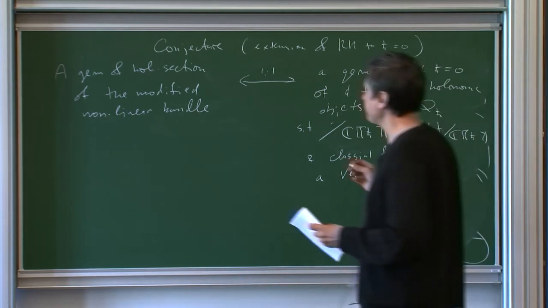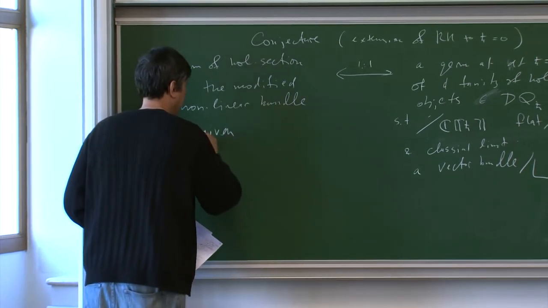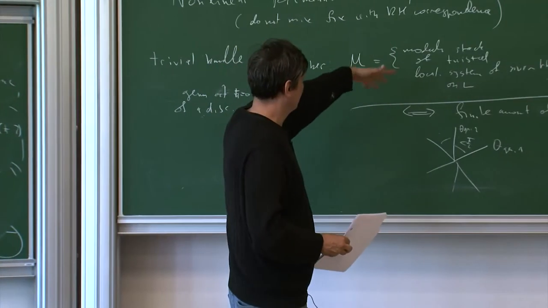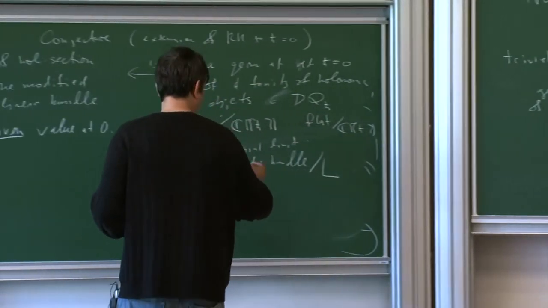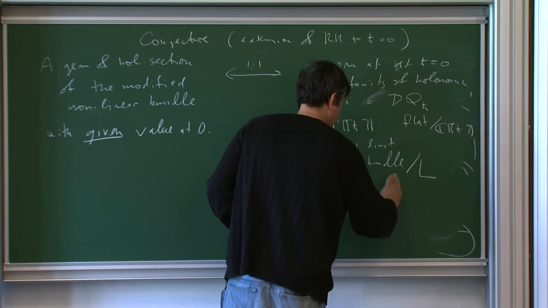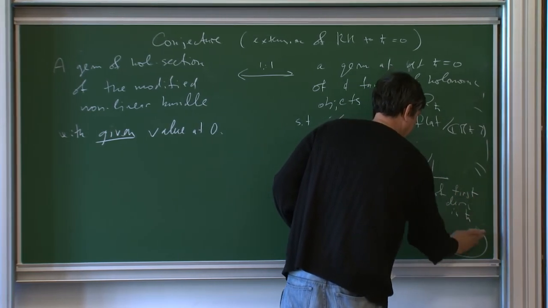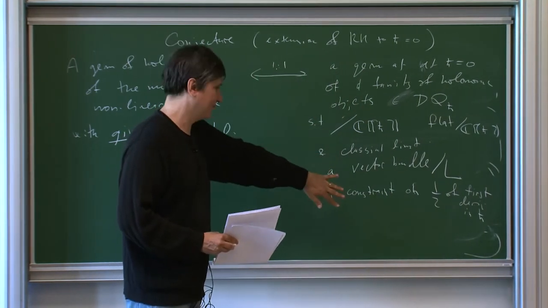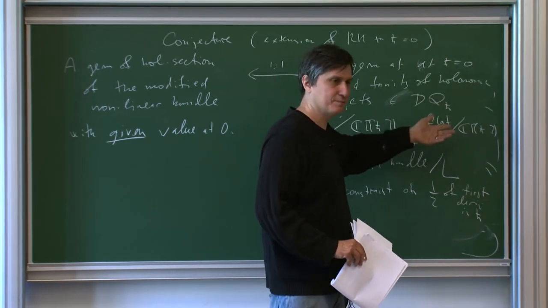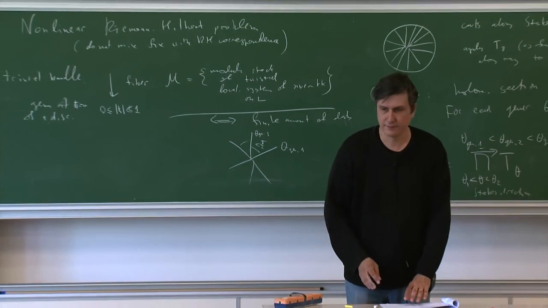One should be a little bit more careful. For example, here if you consider germs of sections, let's say with given value at zero. It means that for example, here I can fix some initial twisted local system. And here is a vector bundle plus a certain constraint on one half of the first derivative in h bar. Maybe I'll explain after the break what goes on here. So it specifies a certain vector bundle, its value at h bar equals zero, but also somehow some part of the first jet data. Okay, so maybe we'll take a 5 minute break.